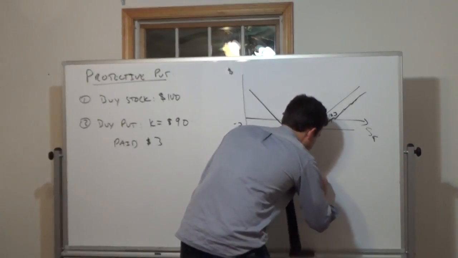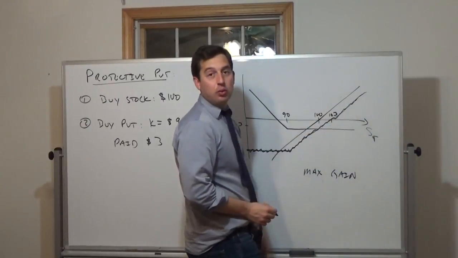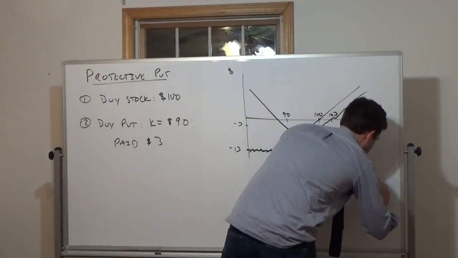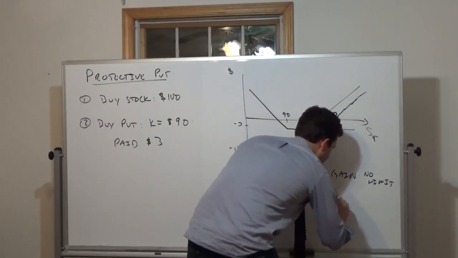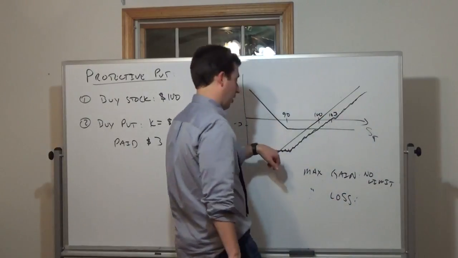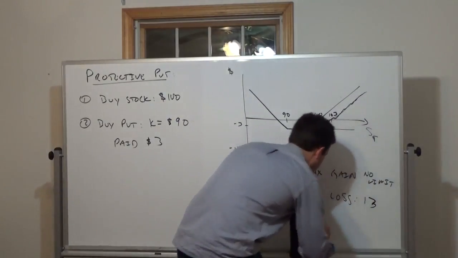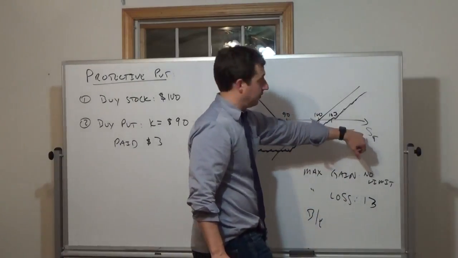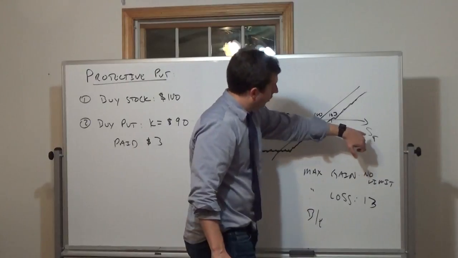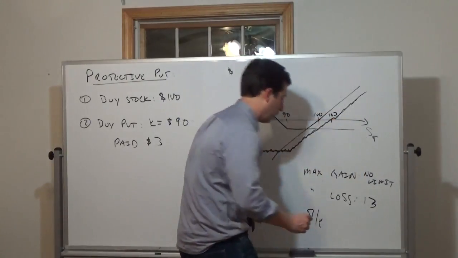Max gain: our max gain here has no limit. Max loss: that's going to be our 13, so our loss is limited to $13. And we break even when the underlying, this is of course the stock price at expiration, we break even when the stock price at the expiration of the option is 103.